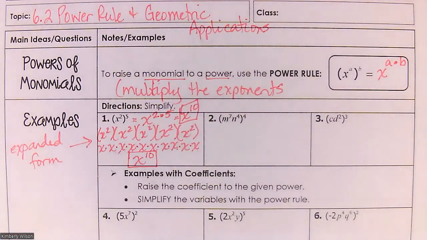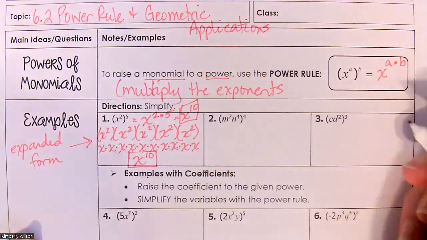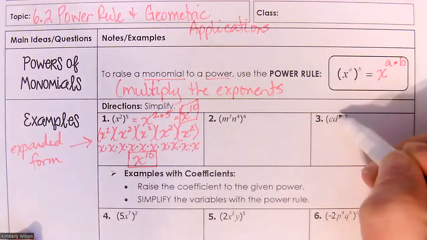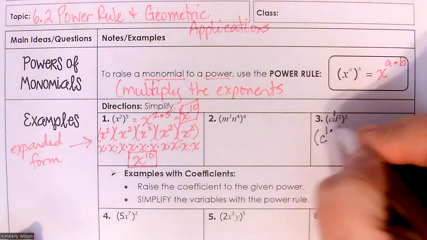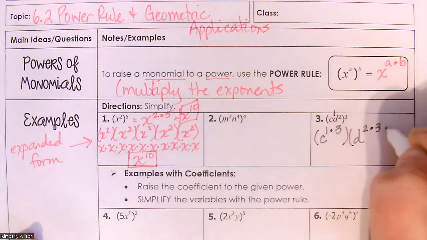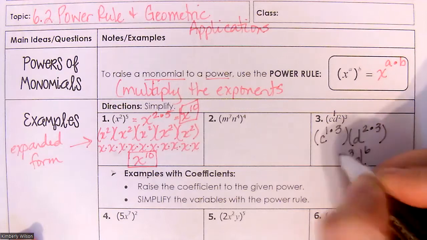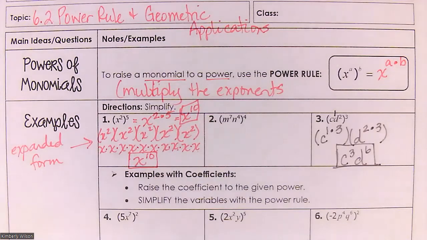Okay, all right, let's work another one. Jumping to number 3. I can do this with multiple variables. Right now the exponent that's understood on the c is a 1. So therefore, this would be c to the 1 times 3 times d to the 2 times 3. So my answer is c to the 3rd, d to the 6th. You have to be careful and make sure you don't add the exponents when you're supposed to be multiplying them.